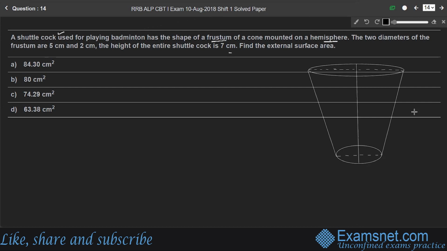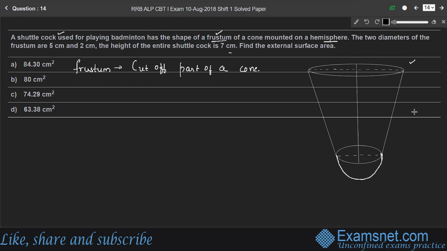Here, the shuttlecock used for playing badminton has the shape of a frustum. So here students, frustum means a cut off part of a cone, right? The figure which I have drawn here is called a frustum, of a cone mounted on a hemisphere. Since it is a shuttlecock, its lower part is a hemisphere, like this, right?